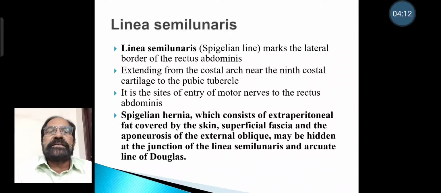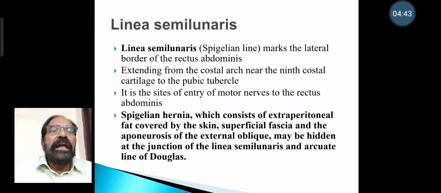Linea semilunaris marks the lateral border of the rectus abdominis muscle, extending from the costal arch near the 9th costal cartilage to the pubic tubercle. It is a site of entry of motor nerves to the rectus muscle. The linea semilunaris is also called the Spigelian fascia.